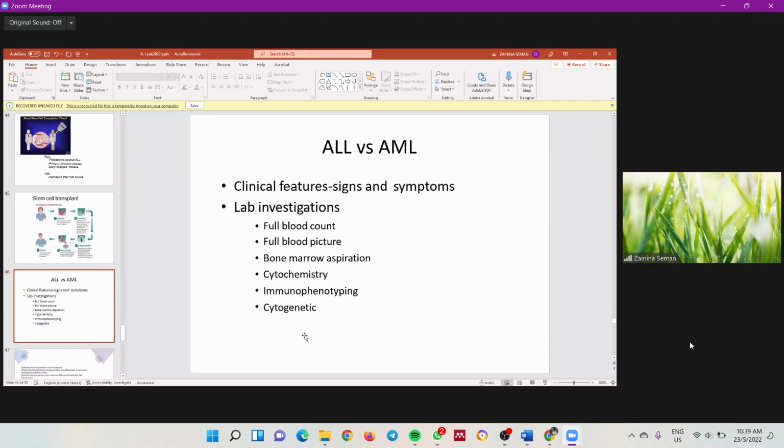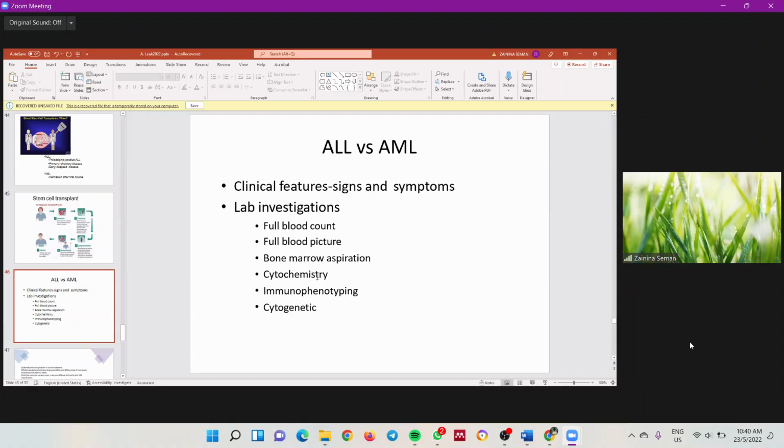Okay, in summary, I'm coming towards the end of my lectures. In summary, clinical features, ALL and AML: you need to know the clinical features, the signs and symptoms, how the patient presented. But before how the patient presented, it means how the signs and symptoms developed. And then the lab investigation, how you're going to differentiate between ALL and AML. It's a little bit different here, especially the full blood picture, the smear, the cytochemistry, the immunophenotyping.